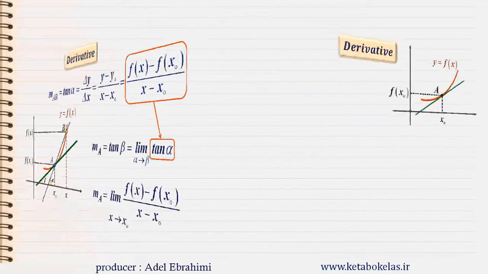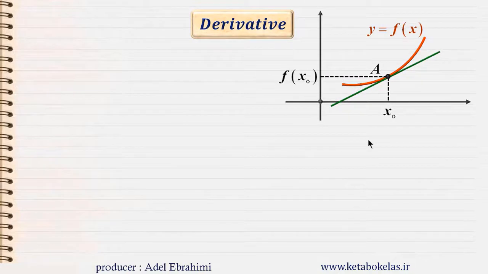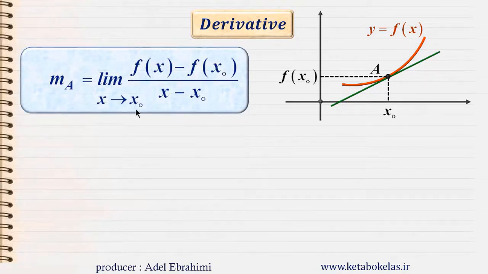Generally, if A is a particular point on the curve of f of x, the slope at this point will be the limit of this fraction when x approaches x0. Now let's solve an example.